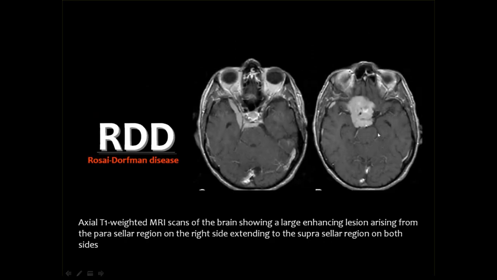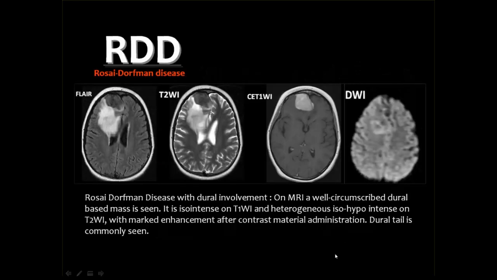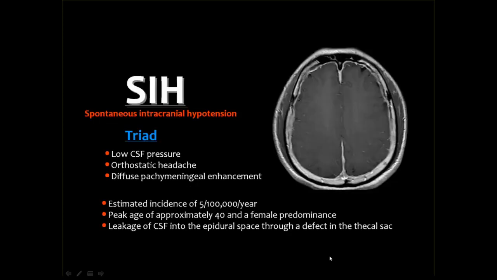Another example of a big intracranial suprasellar mass with meningeal thickening along the dorsum sellae and along the greater wing of the sphenoid bone. Another example where on the FLAIR image you get low signal, on the T2-weighted image you get low signal, on post-contrast you get significant enhancement, and diffusion is free.